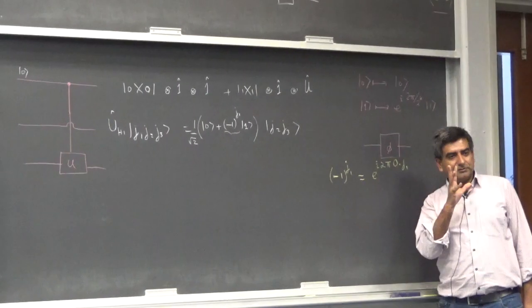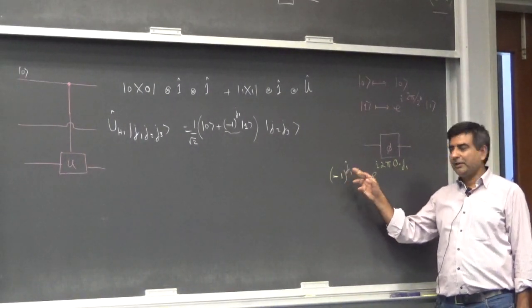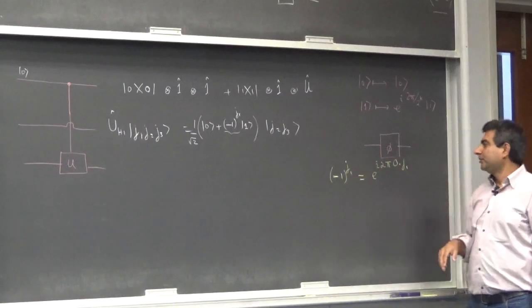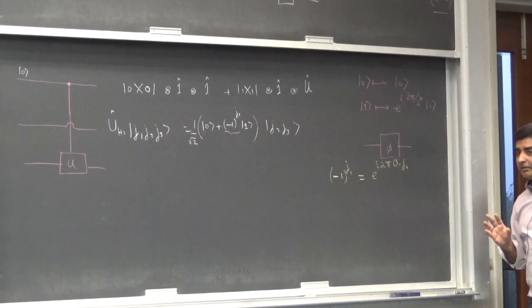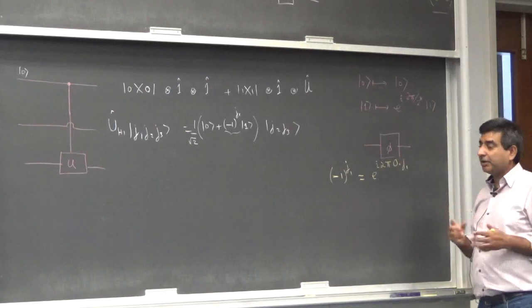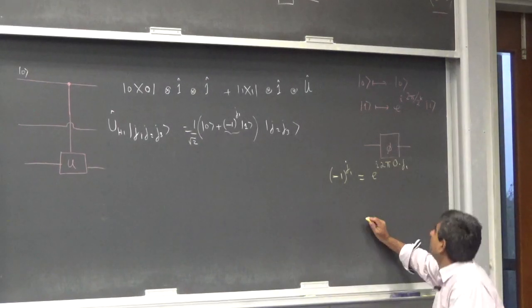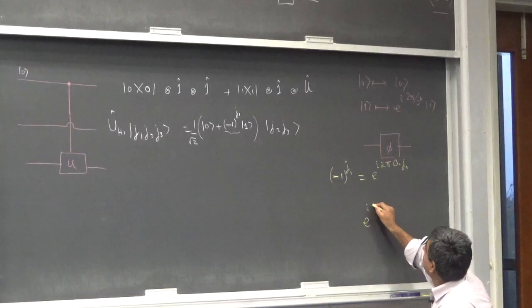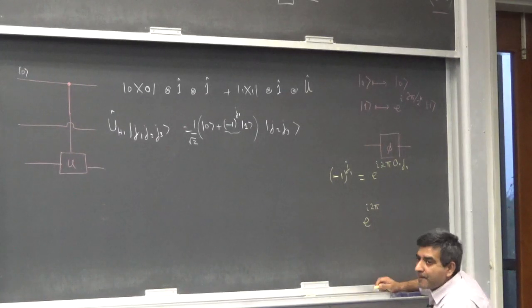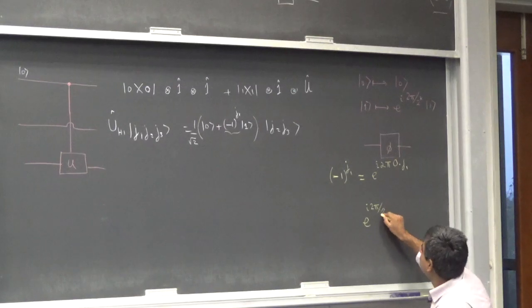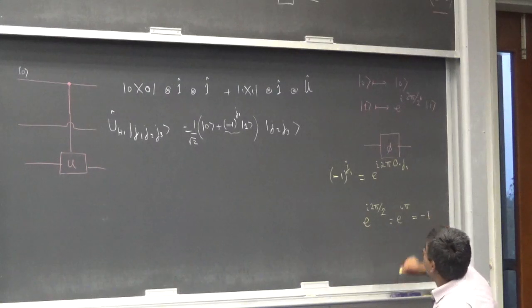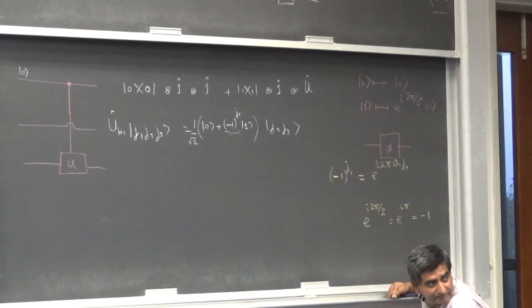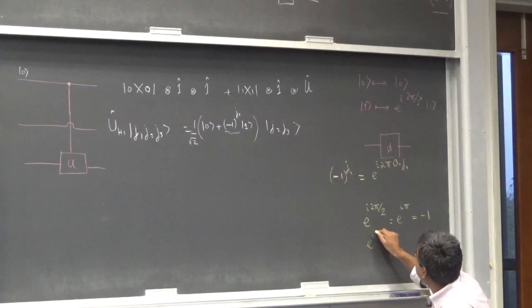So J1 is 0 or 1. If J1 is 0, this is 1. If J1 is 1, this is minus 1. So if I were to write this as an exponential factor, I know that my exponent could be something. I do know the following. I do know that e to the i 2 pi over 2 is e to the i pi, which is minus 1.